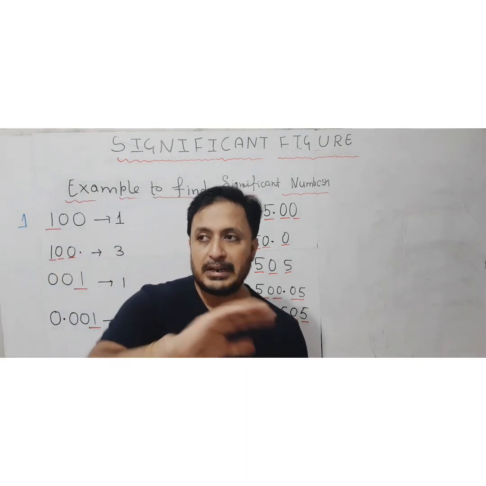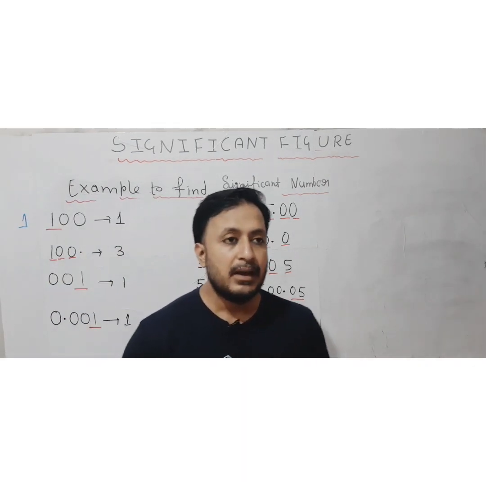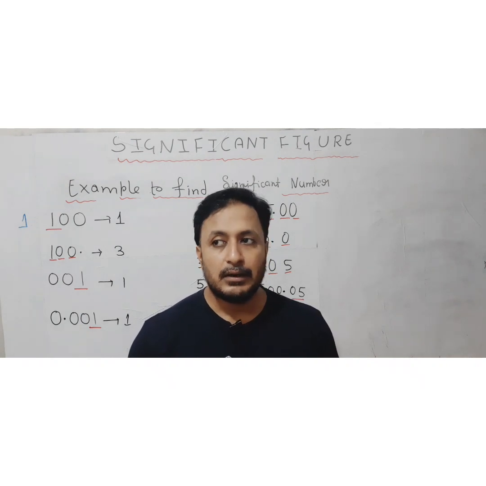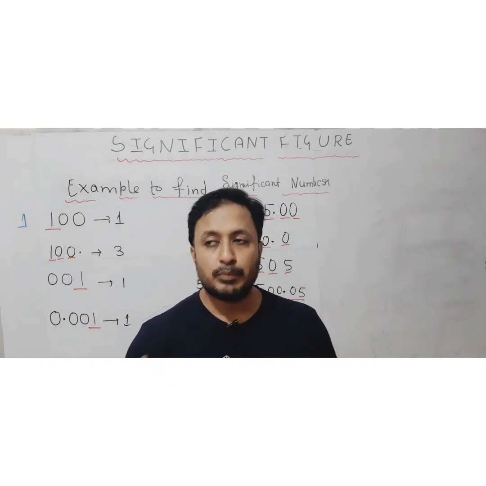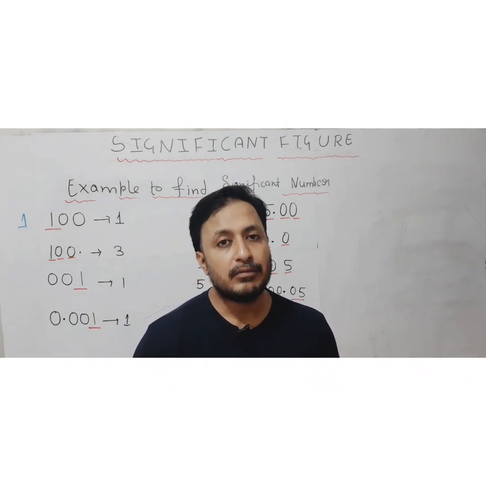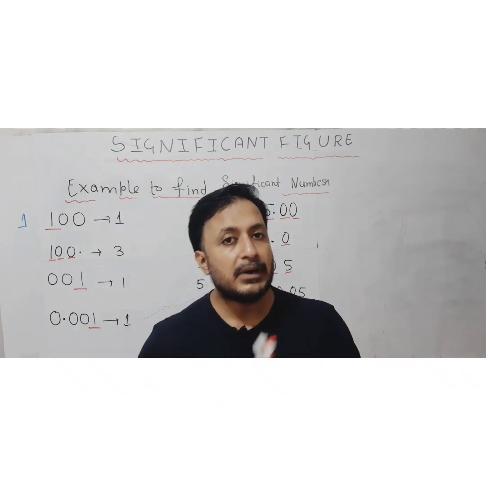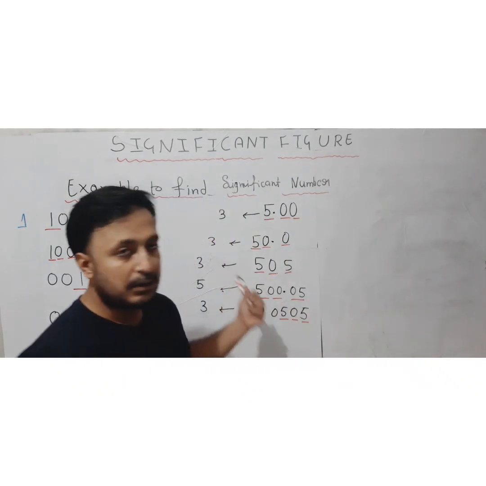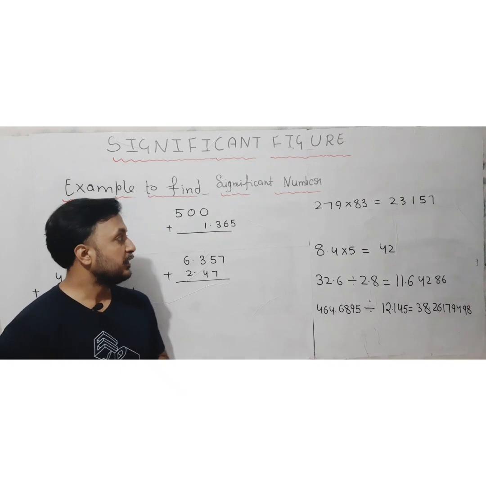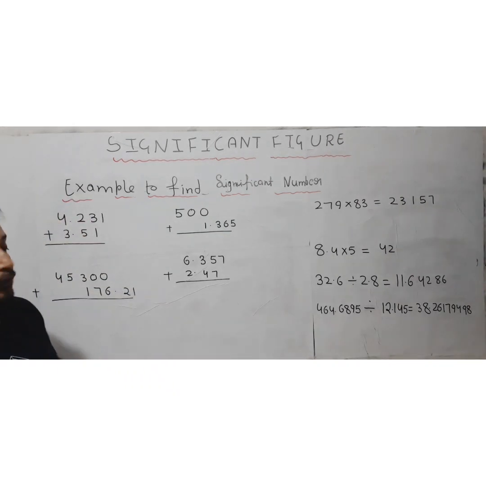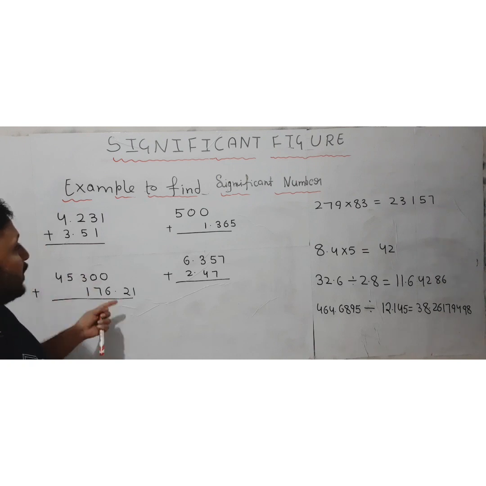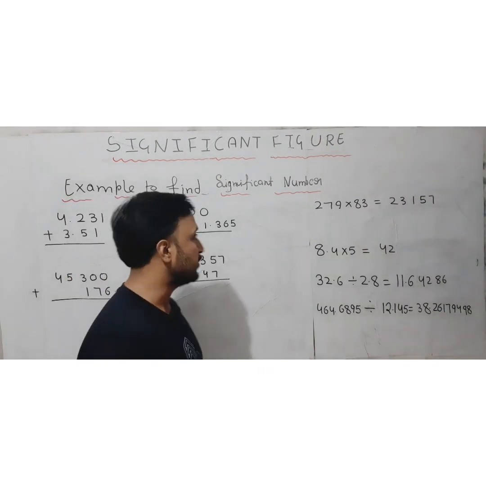Suppose I am doing any calculation, multiplication or division. After the multiplication and division, whatever answer is coming should be in a certain number of significant figures. So how to determine that, we are going to see in some examples. Students, now we are going to see how to find the significant figures in our answers when we are doing multiplication, division, addition and subtraction.